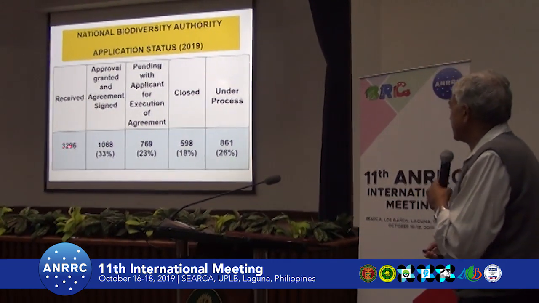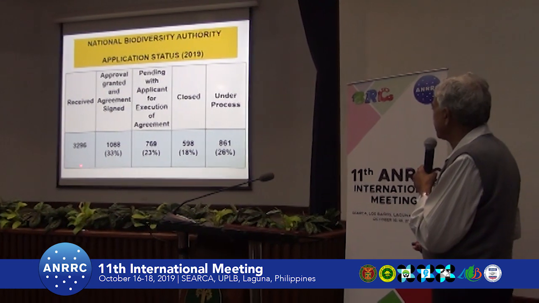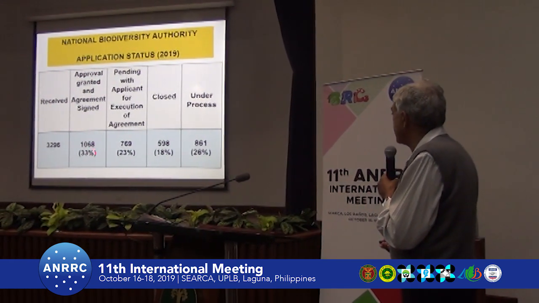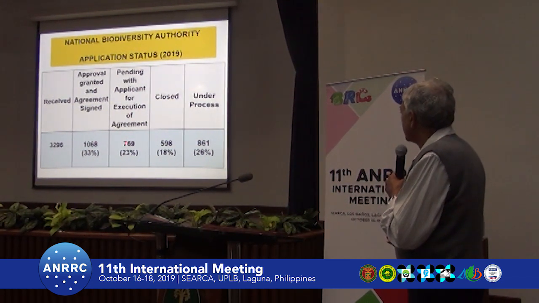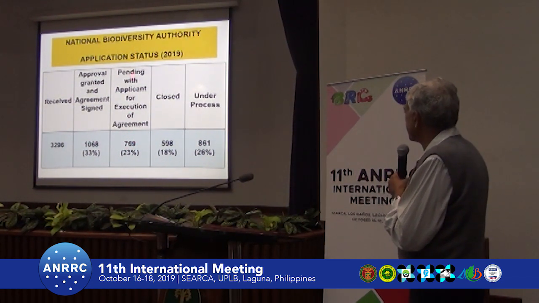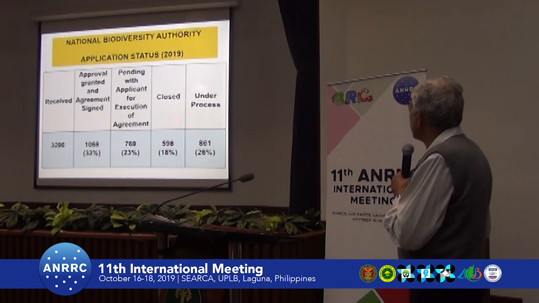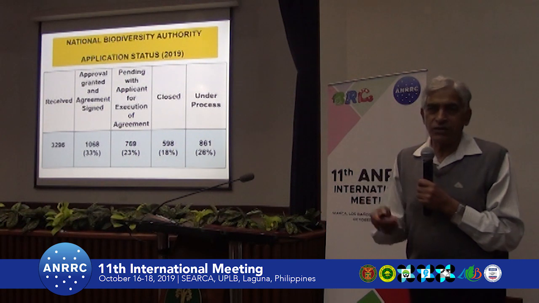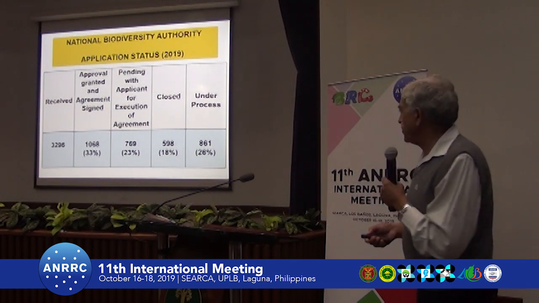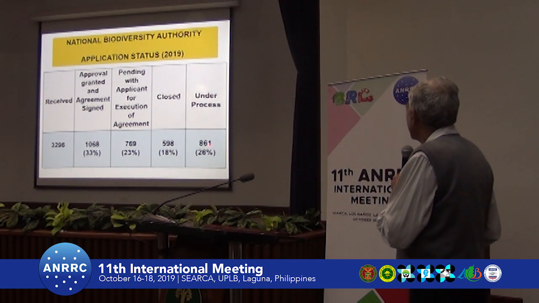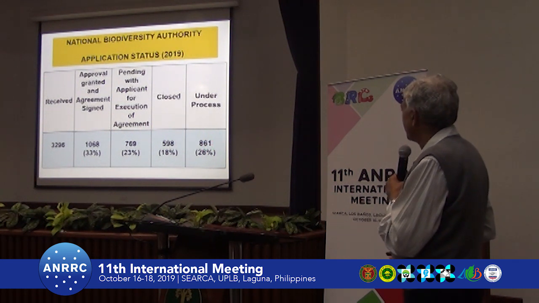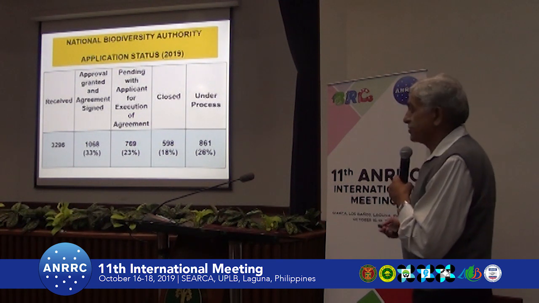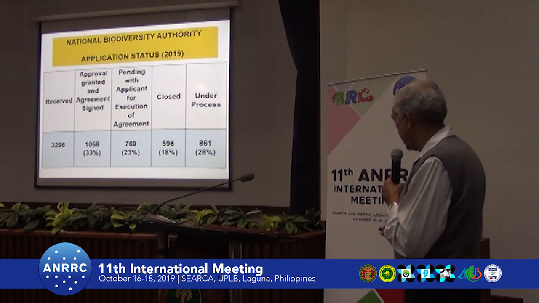In total, more than 3,000 applications were received. Approval was given for 1,068 applications. 769 applications are pending. 598 were closed because the applications were not in order. They were not filled properly, and they are under process. So you can see more than 1,000 applications have been received and approved until now.